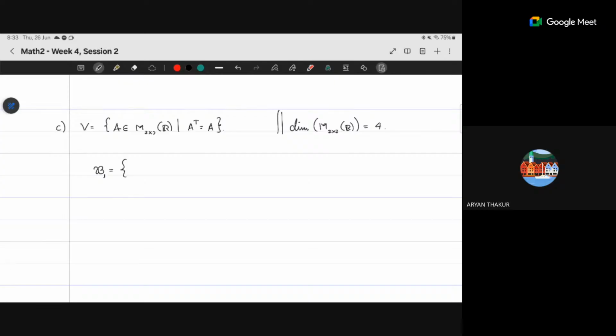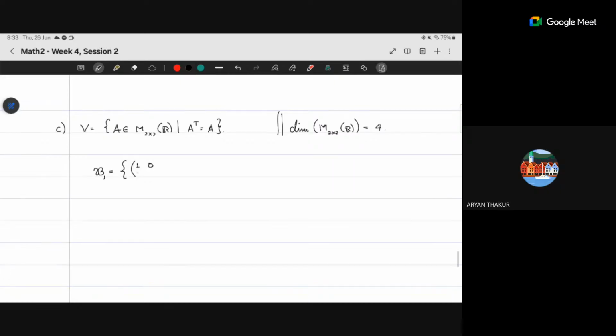Just tell me the first matrix. 1 0 0 0. Okay. Then the second will be 0 1 1 0, and the third will be 0 0 0 1. Yeah, this is it.